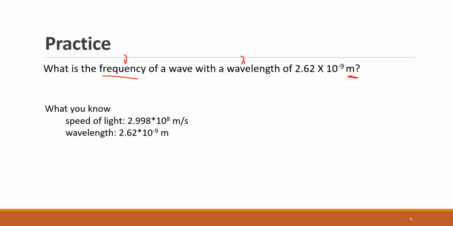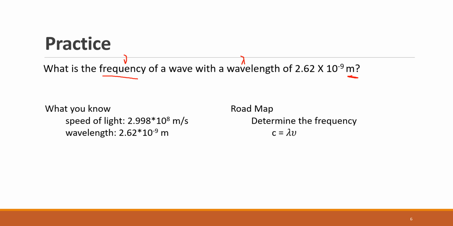So we know the wavelength, but we also know another piece of information not specifically given to us in the problem. We know what the speed of light is. It's 2.998 times 10 to the positive 8 meters per second. So we actually have two knowns, the unknown then being frequency. So we use our equation, which is c is equal to lambda v. We'll rearrange the equation to solve for frequency.